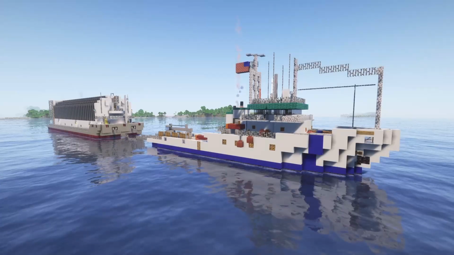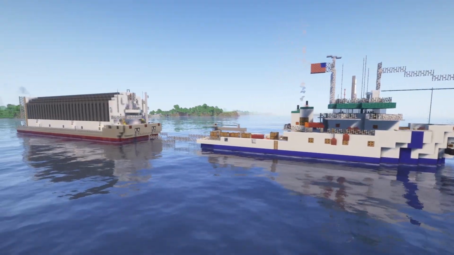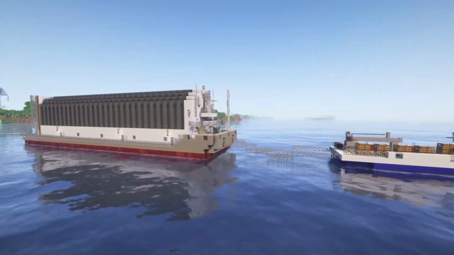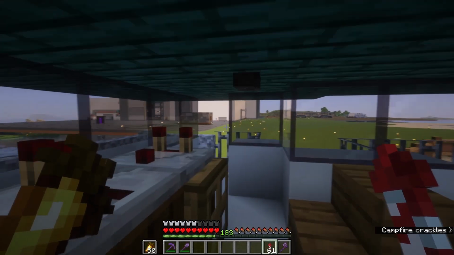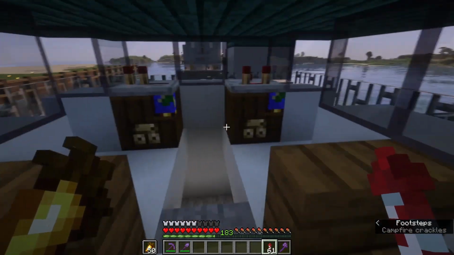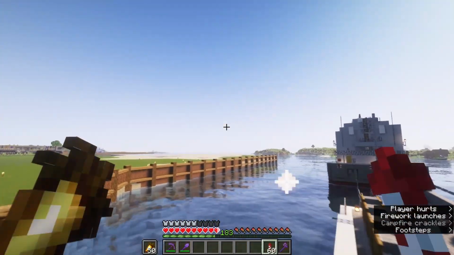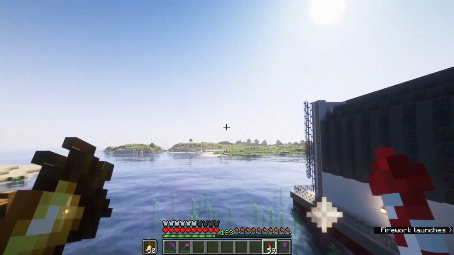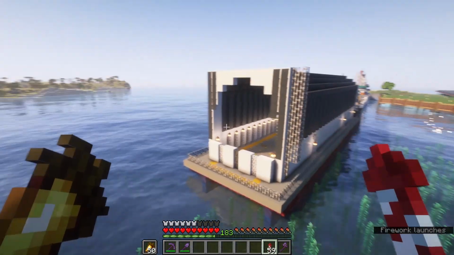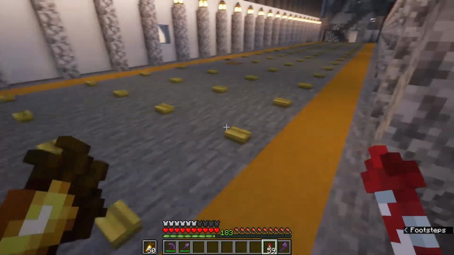I thought it was fitting to reuse Liberty Star to tow Pegasus Barge, so let's get this thing back to the VAB and take a look at it. Okay, so we're back at the VAB. Let's start our tour at the back of Pegasus Barge. So these big gates open and close to let things on and off.